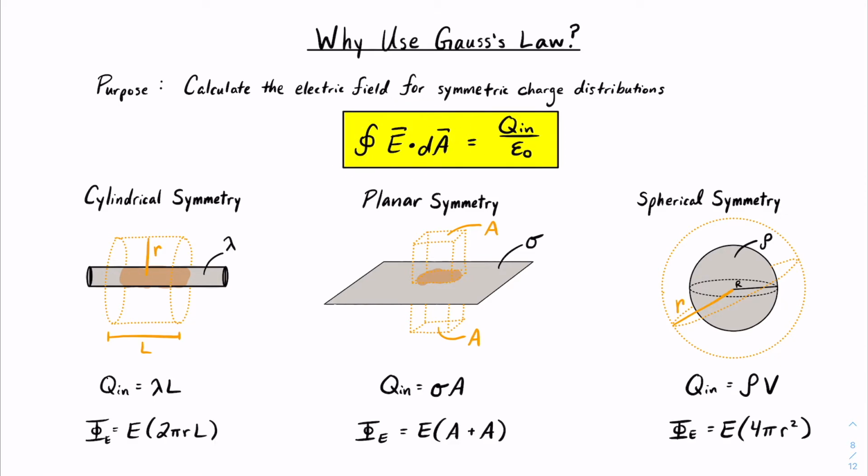Step 4 is to determine the flux through your Gaussian surface, which is going to be working with this left-hand side of Gauss's law. For our cylinder, we only have flux through the curved portion, so our flux is going to be E times the area of just the curved part of our cylinder, which is 2 pi r L.